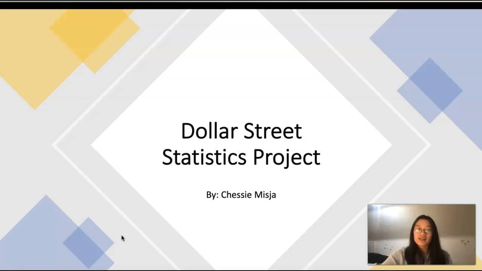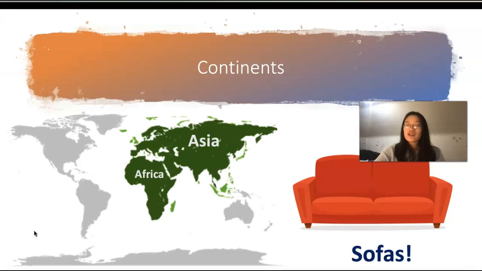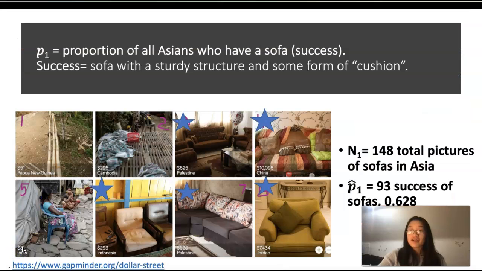And for this project, I used Dollar Street to compare proportions between two continents based on the pictures provided by that website. The continents that I chose were Asia and Africa, and I decided to explore the topic of their different types of sofas. Now I'm going to explain how I assessed each country. The first one I'm going to explain is Asia.